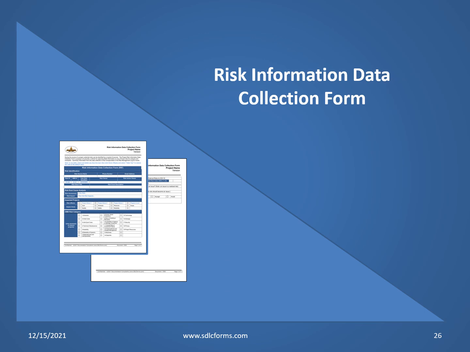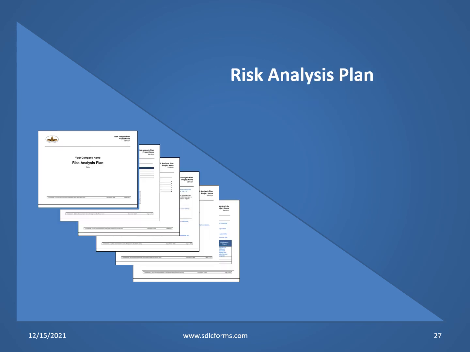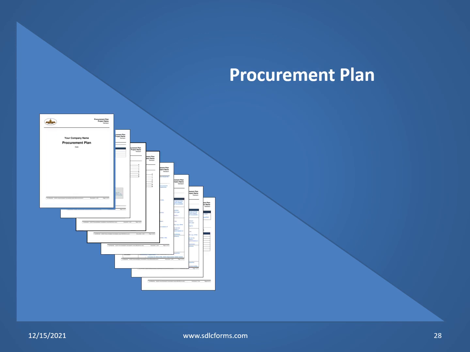The risk information data collection form provides a vehicle for capturing detailed information on any of those risks for analysis and evaluation. The risk analysis plan provides a medium to record a risk analysis of the project. The procurement plan provides procedures and information to acquire hardware, software, vendors, or other needed items.